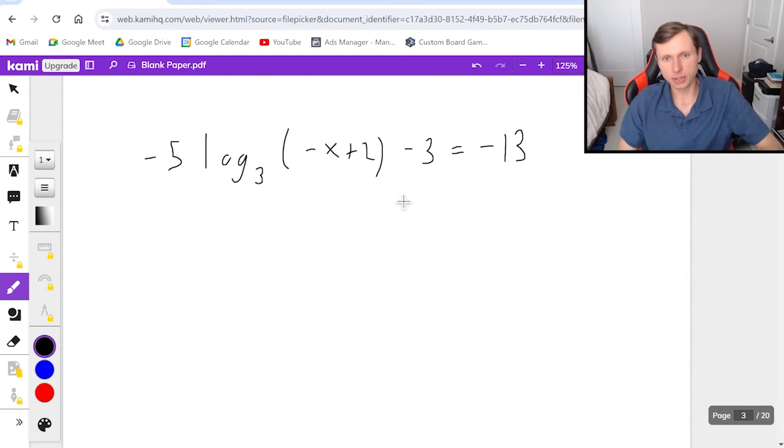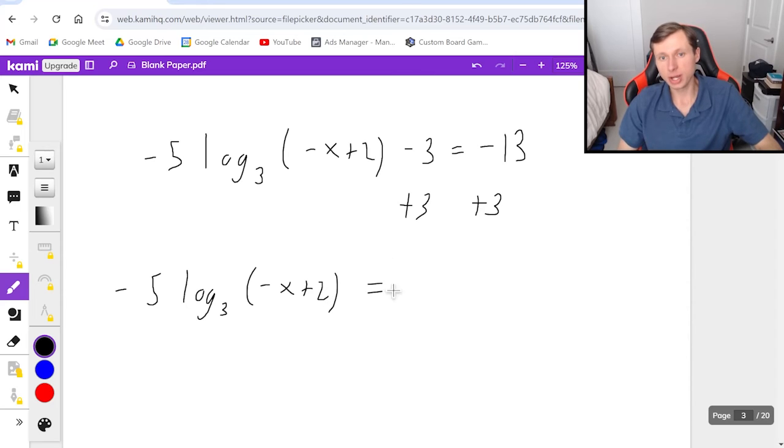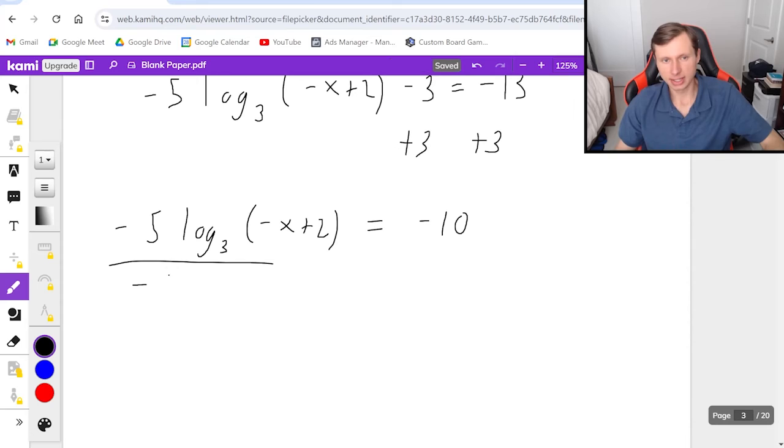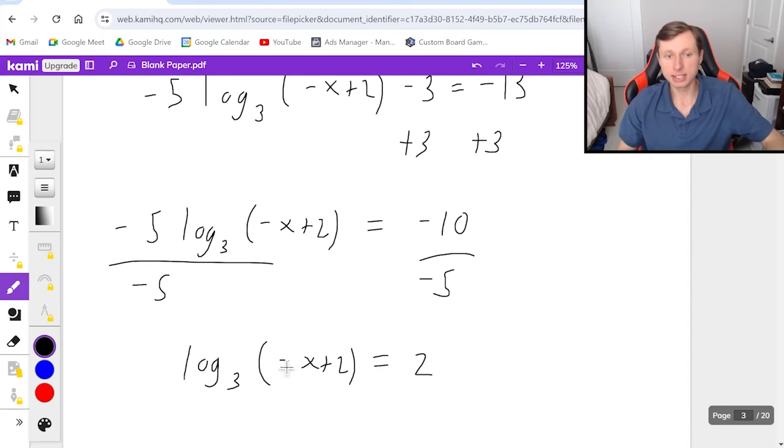Okay, so first I'm going to add 3 to both sides. That'll leave me with negative 5 log base 3 of negative x plus 2. And on the right, I now have negative 10. Then I divide both sides by negative 5 because I want to get the log by itself. So now log base 3 of negative x plus 2 equals positive 2.